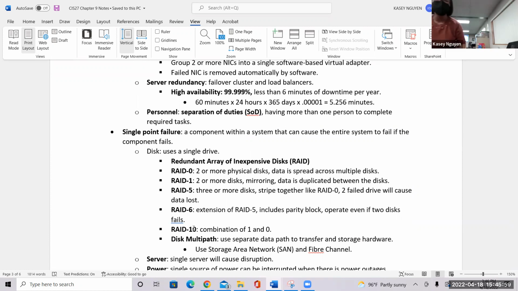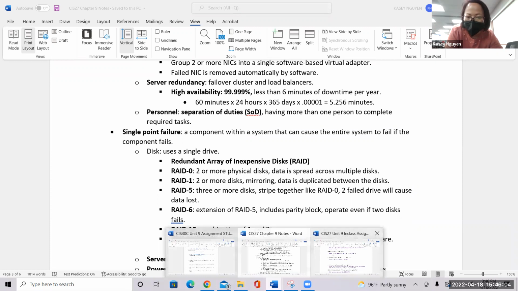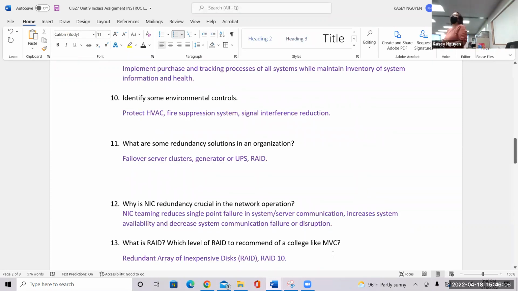So that's why our answer for question number 13 is RAID 10. And that's the most common solution that we see. Fast and also duplicating data well.